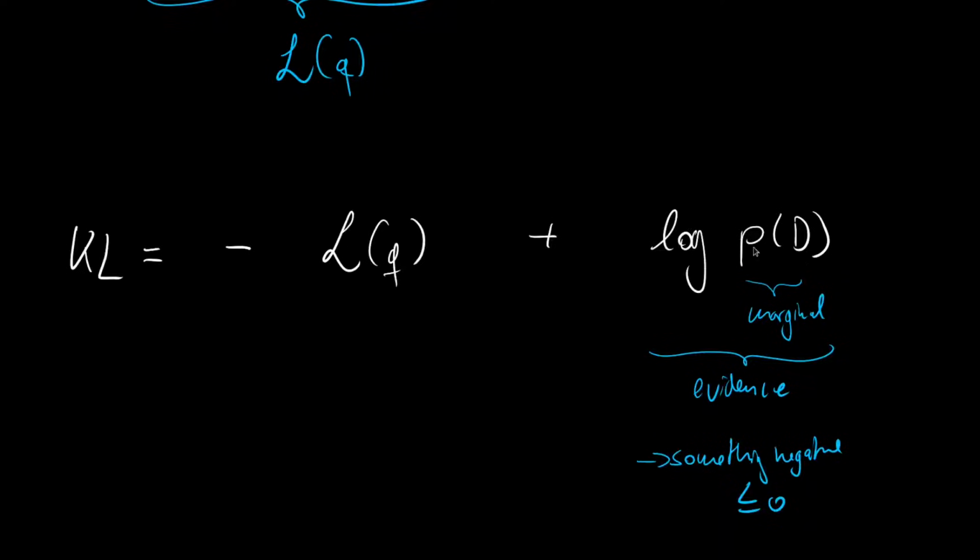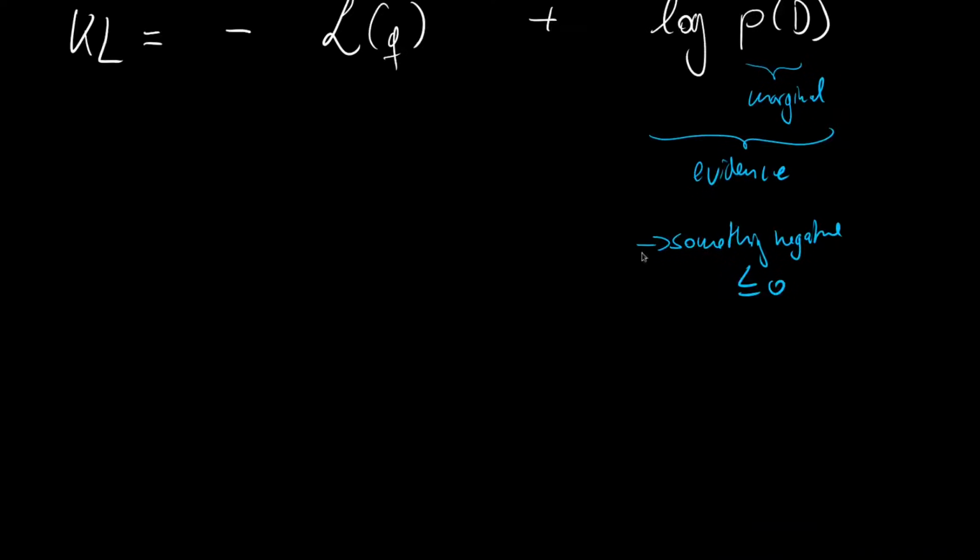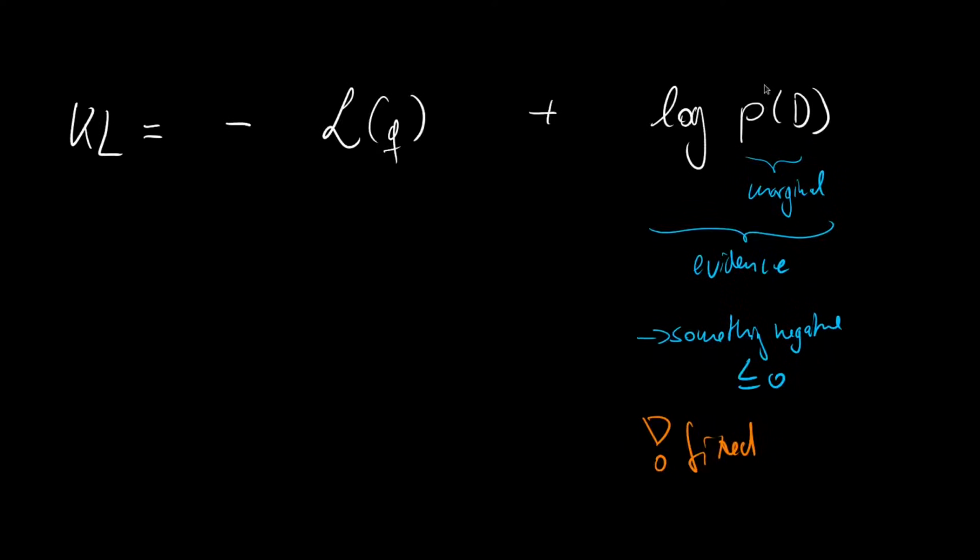Of course, we don't have access to it, but one thing we know for sure is that this quantity is fixed. It is fixed because we observed this data set, and the probability of the data set does not change dependent on what kind of a surrogate posterior we choose. So it is a fixed quantity. For instance, it is, let's say, minus 7.3 in whatever scenario we're talking about.